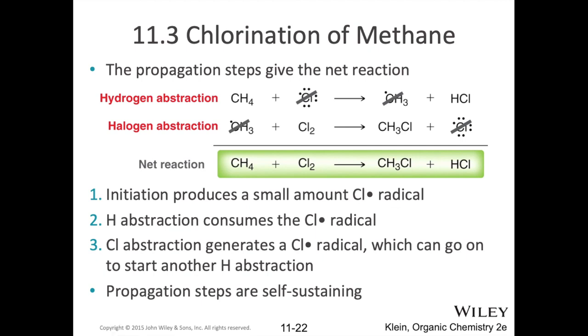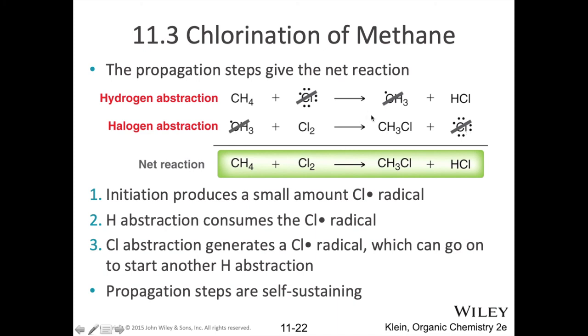Okay, so I pointed out earlier that your propagation steps are kind of a chain reaction. So if we cross out our intermediates, notice that our chlorine radical is used up here, but it gets regenerated over here. Technically, I guess the chlorine radical behaves catalytically. It's used up in one step, but it's regenerated in a later step. That's kind of what a catalyst does.